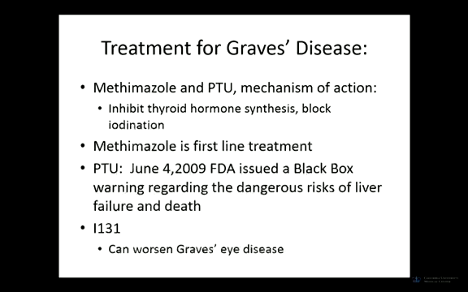So just to briefly review this, the treatment for Graves' disease, methimazole and PTU, the way that they work is they inhibit thyroid hormone synthesis and they block iodination. Methimazole is the first-line treatment, and why it's the right answer over PTU is because in June of 2009, the FDA issued a black box warning regarding the dangerous risks of liver failure and death. And prior to that black box warning, other than acetaminophen and INH, PTU used to be the third leading cause of drug-induced liver transplantation. So since then, we rarely use it and really only use PTU in the first trimester of pregnancy. But otherwise, methimazole is the first-line agent.